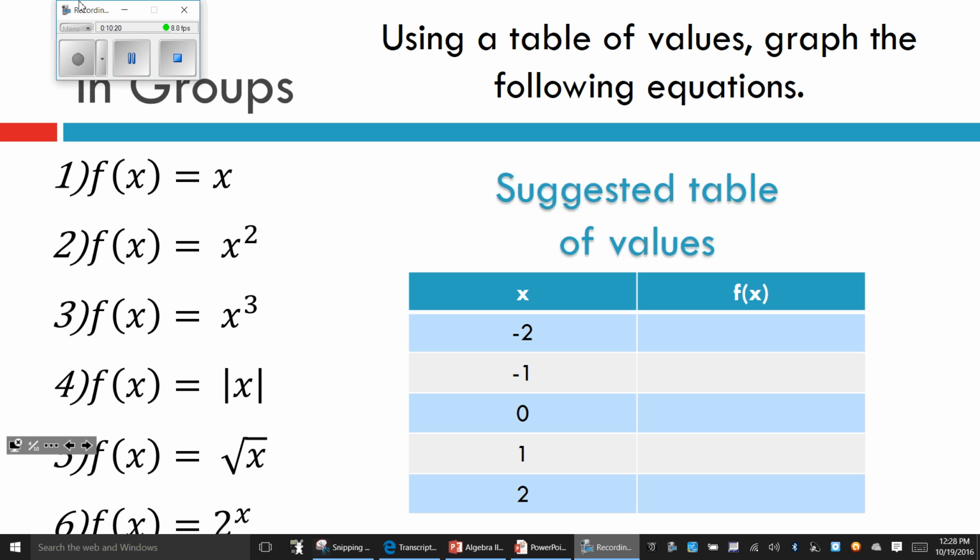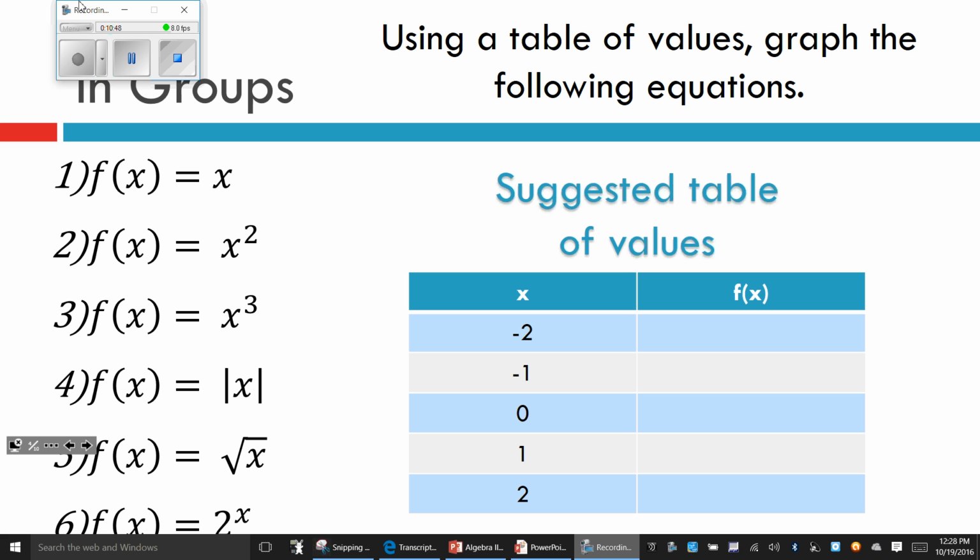Now, -2 and -1 aren't going to work for all the graphs. So this is a suggested table of values. You can use any values you want to. You may also use your calculator to assist you. But I want you to take these 6 functions and plot them. And once you plot them and draw them, I want you to raise your hand and call it. I want to see them up on the board.